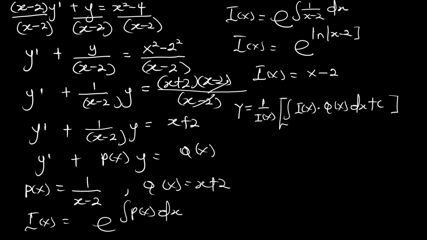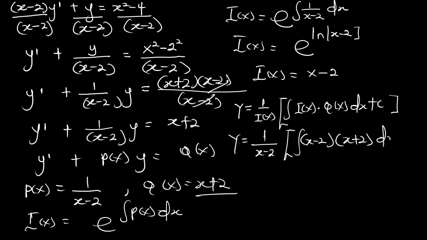So our y is going to be 1 over the integrating factor, which is x minus 2, times the integral of I of x, which is x minus 2, multiplying Q of x. This is our Q of x, x plus 2, x plus 2, x plus c. Alright, so y will go to 1 over x minus 2 times the integral of this one.